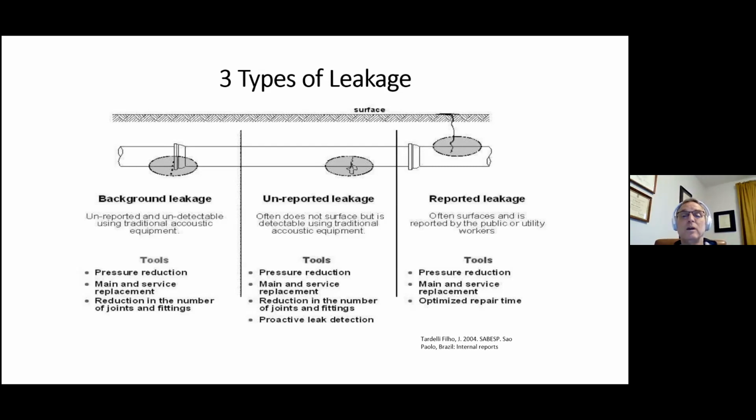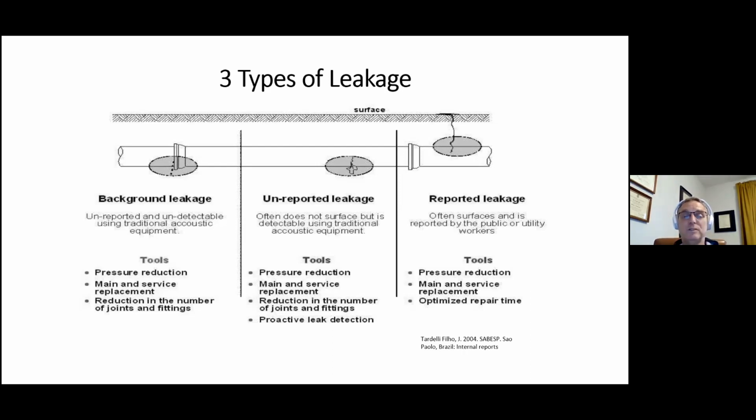The leakage we're going to spend most of our time today talking about, however, is the one in the middle, and that is the one called unreported leakage. This is the leak that often does not come to the surface. It stays down, it leaks through the gravel within the pipe bedding, or sometimes it even finds its way into a storm sewer or a sanitary sewer, and then you end up treating it and pumping it downstream again, which is even worse in terms of economic impact for your utility.